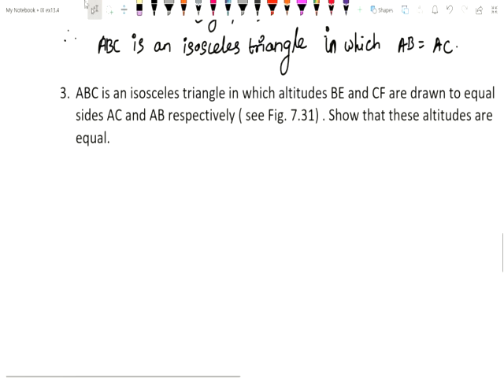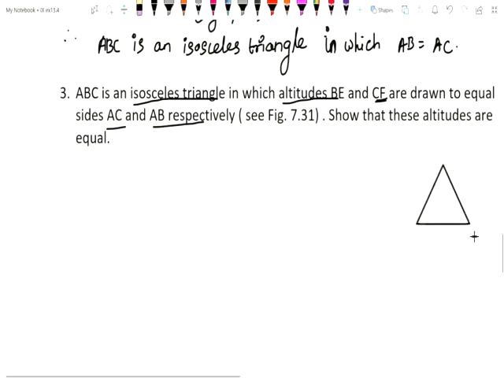Third one. ABC is an isosceles triangle in which altitudes BE and CF are drawn to equal sides AC and AB respectively. Show that these altitudes are equal. So what do you want to prove? The altitudes are equal.